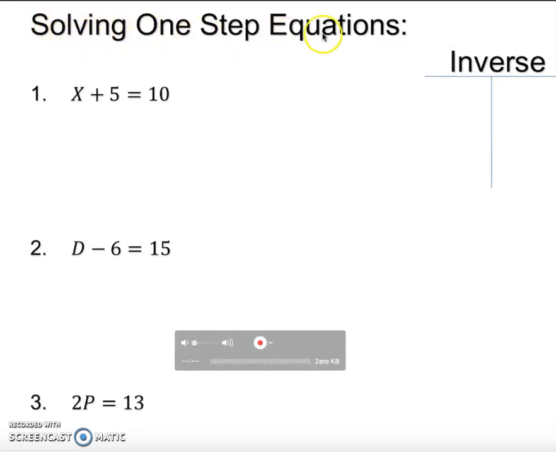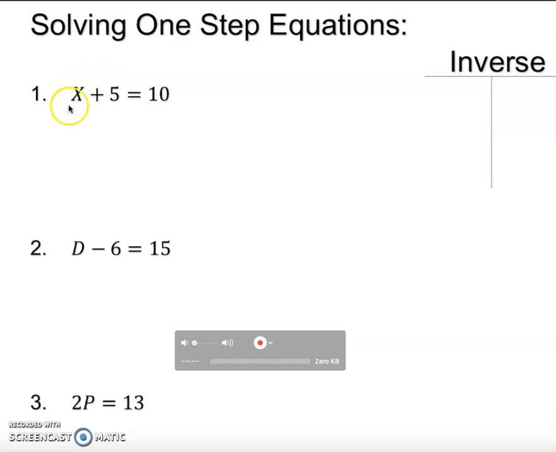Solving one-step equations. In an earlier video we learned what an equation is. Now we're going to solve it. Solve means isolating the variable by itself. We also learned what a variable is. A variable is basically an unknown, and this is the variable in the first one, this is the variable in the second one, and in the third one, those letters are the variables.